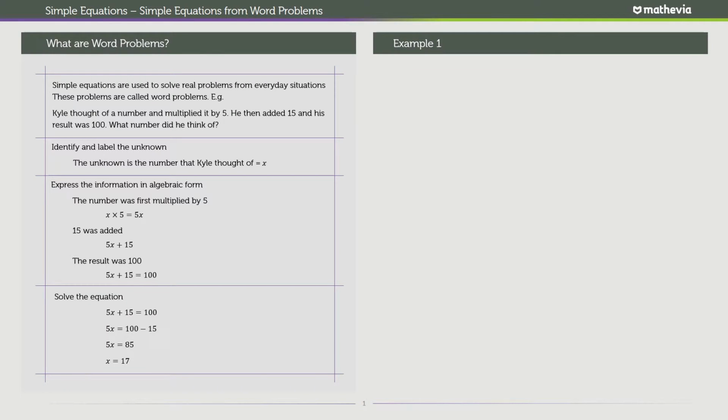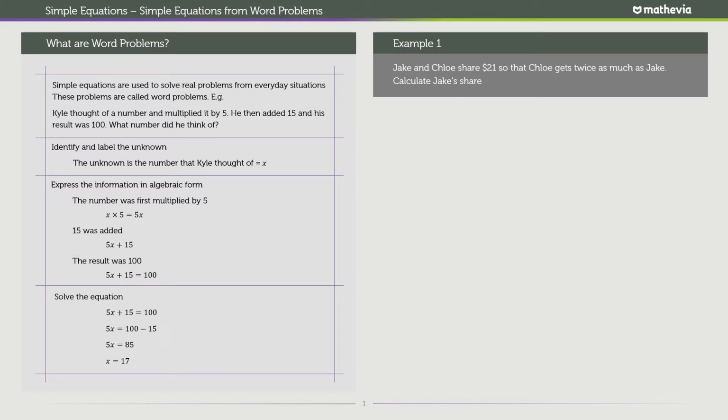Now let's go ahead and do some examples. We have example 1. Jake and Chloe share $21 such that Chloe gets twice as much as Jake. Calculate Jake's share. So now we have Jake and Chloe, and we've been told that they share $21, and we're looking to find Jake's share.